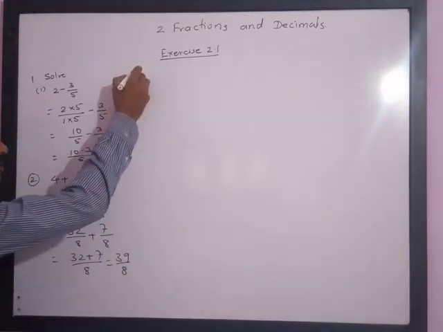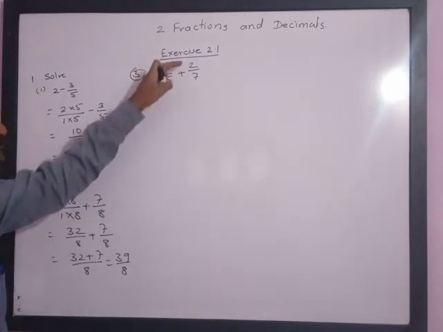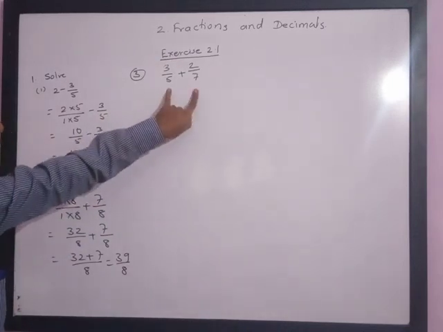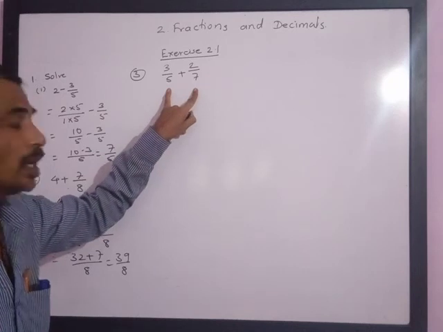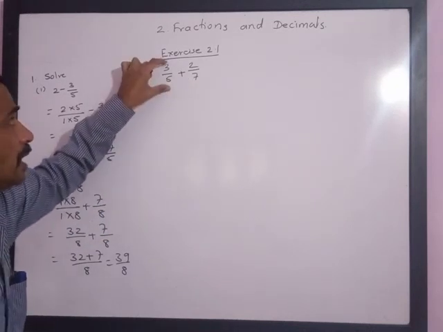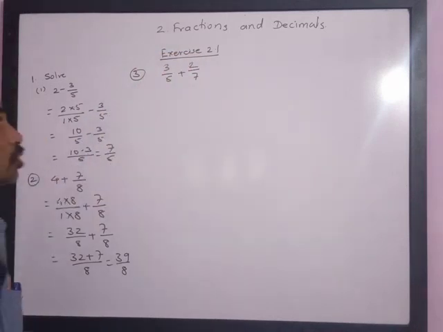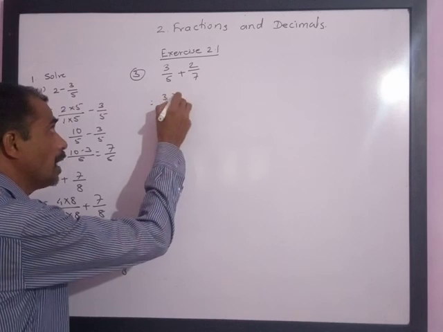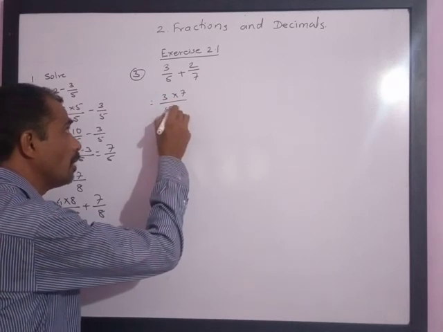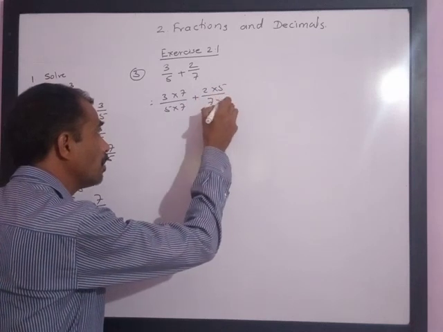Third question is 3 upon 5 plus 2 upon 7. Please note the denominators here are co-prime numbers. It means they don't have any common factors. Therefore, we have to multiply this side fraction by this side denominator and the other side fraction by this side denominator. So this is equal to 3 multiplied by 7 upon 5 multiplied by 7 plus 2 multiplied by 5 upon 7 multiplied by 5.